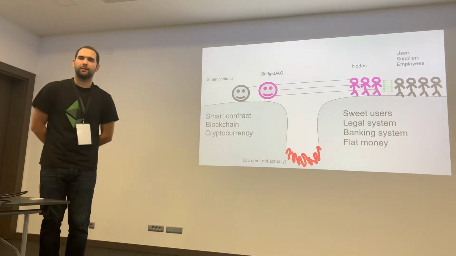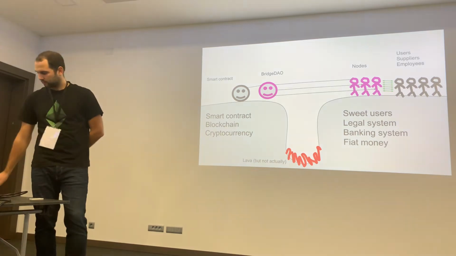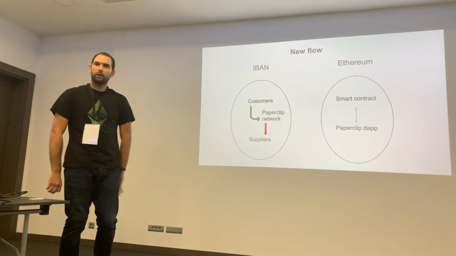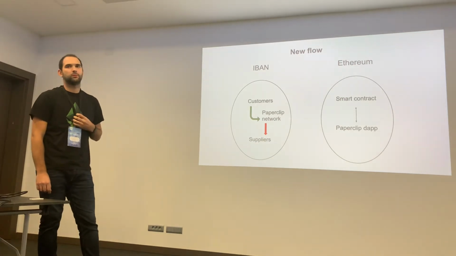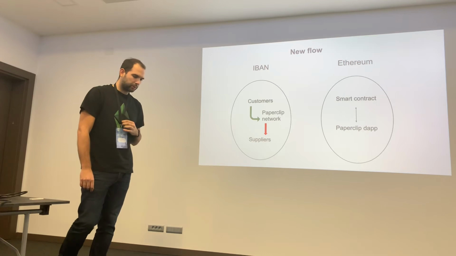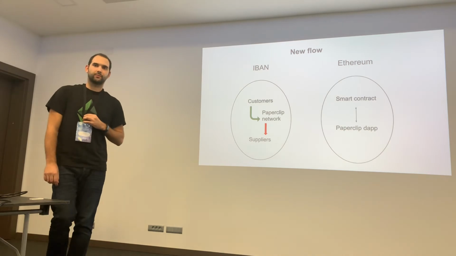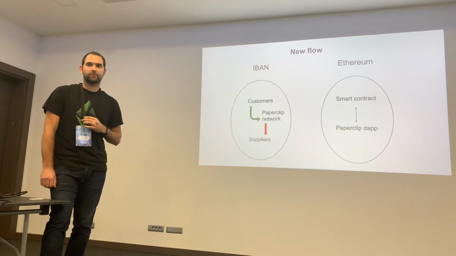Let's call it payment flow 2.0, the new payment flow. In that one, the Paperclip network is interfacing directly with customers and suppliers, and they're inside the EBON circle. So the question is, do you, Paperclip or BridgeDAO, need a banking license to be in that position? So Paperclip is a smart contract. But you deal with fiat. Yeah, but it's a smart contract.